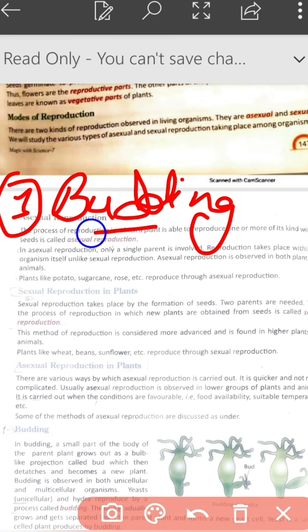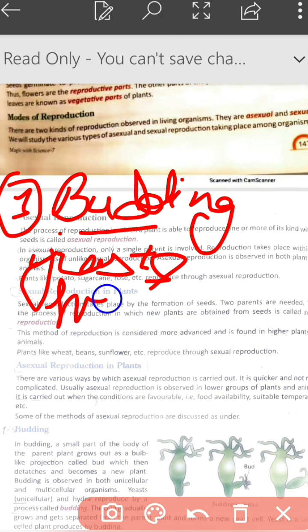So what is budding? In budding, a smaller part of the body of the parent plant grows out as a bulb-like projection from the parent plant, which then grows further and detaches when it grows completely from the parent plant. Budding में क्या होता है? Yeast and hydra are the examples of budding.